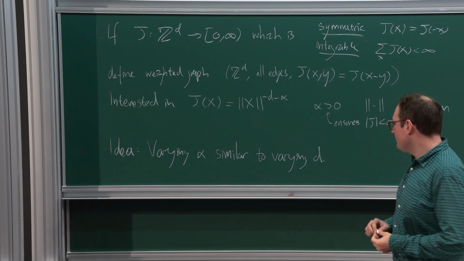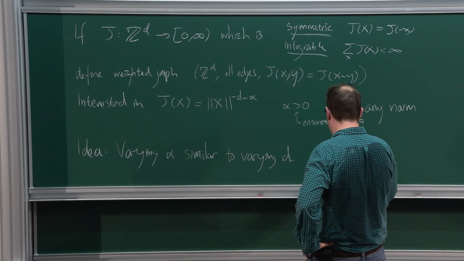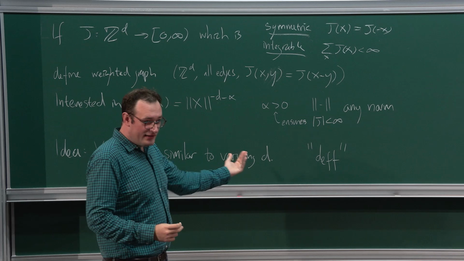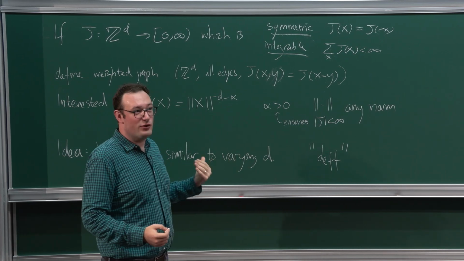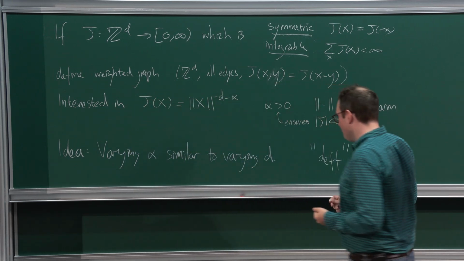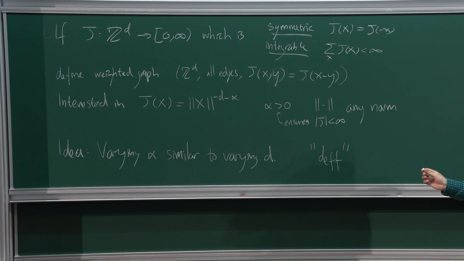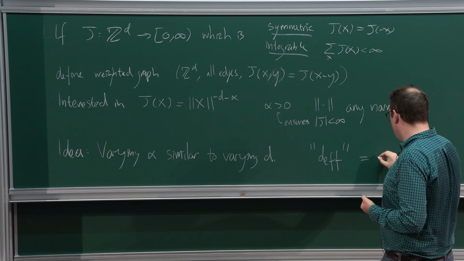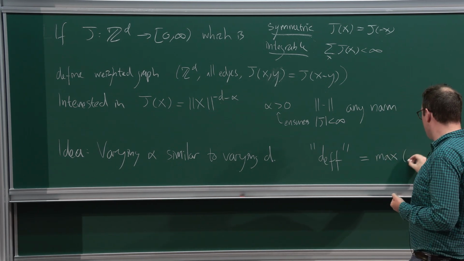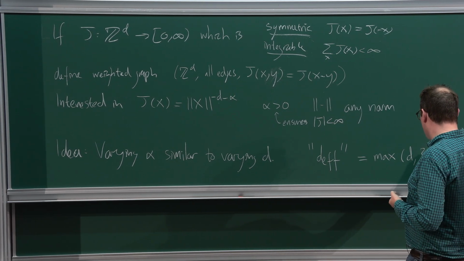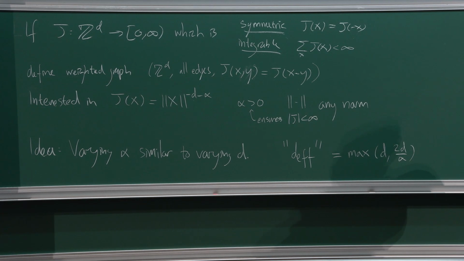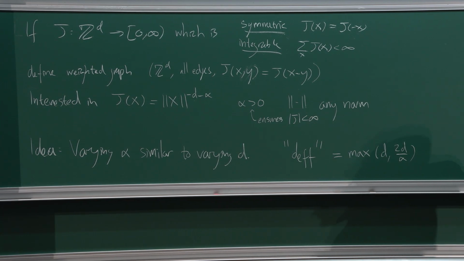Okay, so one way you can understand this to a coarse level, this is good as a rule of thumb. It has some limitations, as I'll say soon, is via what's called the effective dimension, which is defined to be the maximum of d and 2d over alpha. Okay, so you shouldn't rely too strongly on this notion.